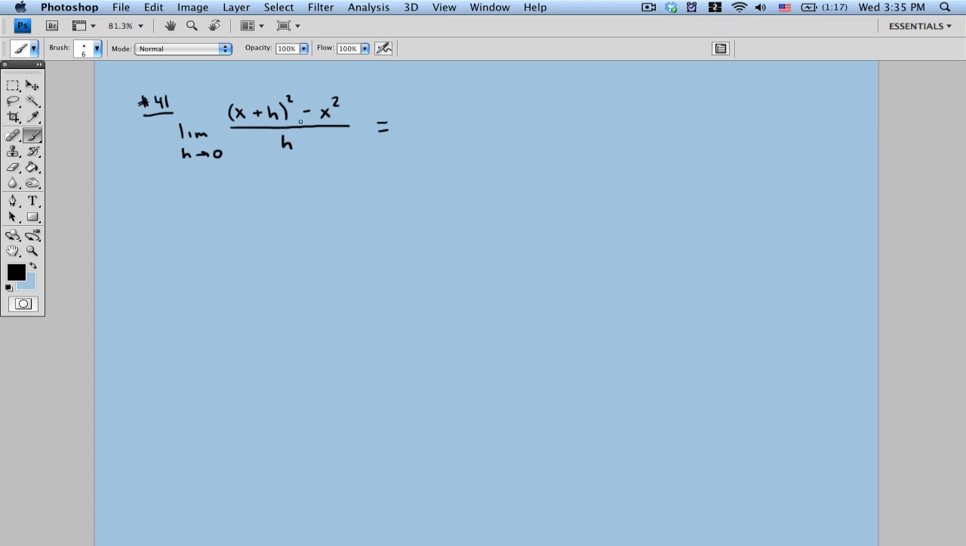So the only option we really have is to take this term, this x plus h squared, and square it out and see what we get. So if we do that, we've got the limit as h goes to 0. When we square that out, we'll get x squared plus 2xh plus h squared, and then we've got the minus x squared left over, and we're dividing all this by h. Okay, now this gives us what we want, because the x squared here and the minus x squared over here are going to cancel each other out.